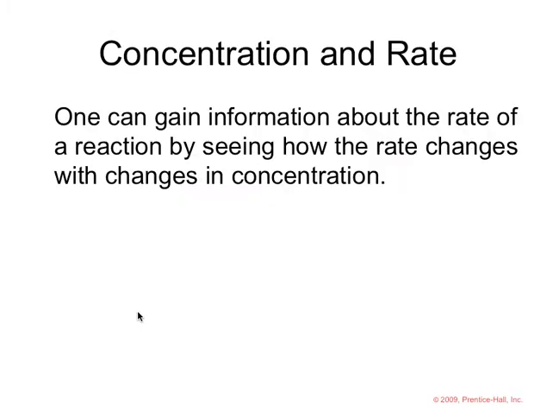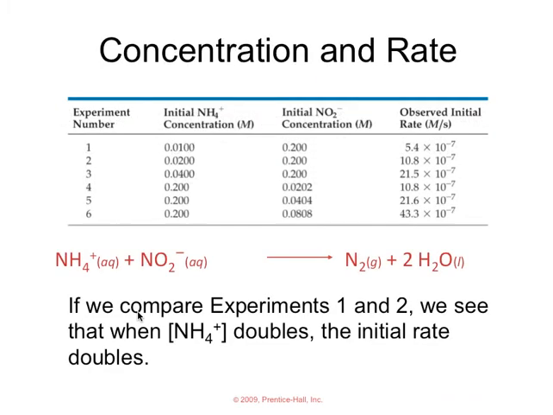Okay, so let's talk about concentration and rate. One can gain information about the rate of a reaction by seeing how the rate changes with changes in concentration. Okay, well, what does that mean? Well, if we have data, the concentration will be in moles decimeters to the negative third, and the rate is going to be expressed as concentration, which is moles decimeters to the negative third, per second.